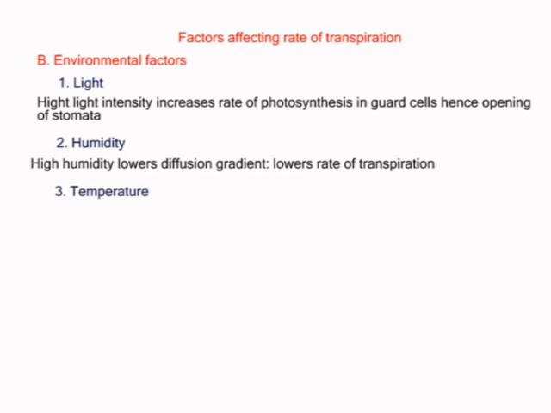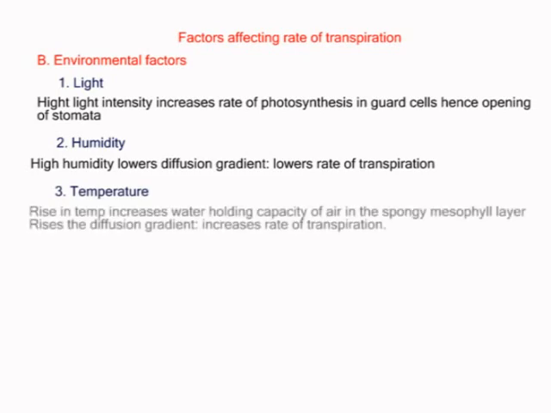The next environmental factor is temperature, and a rise in temperature will increase the water vapor holding capacity of air in the air spaces within the mesophyll cells. What this does is that it results in more water diffusing from the mesophyll cells to the air spaces, and thus water vapor pressure in the intercellular spaces increases. This causes an increase in diffusion gradient between the intercellular spaces and the atmosphere, and thus an increase in temperature increases the rate of transpiration.